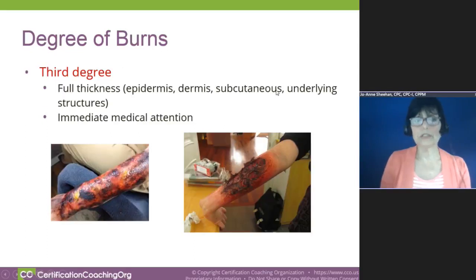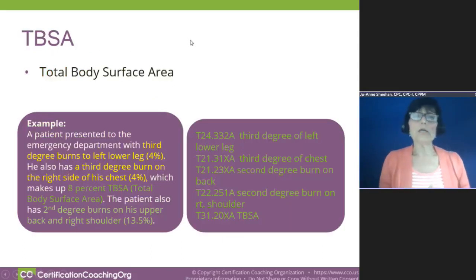And third degree burns is full thickness, epidermis, dermis, subcutaneous underlying structures, and requires immediate medical attention. And these are pretty horrific. I just can't even believe people, because I know this is one of the most painful type of injuries that a human being can sustain.